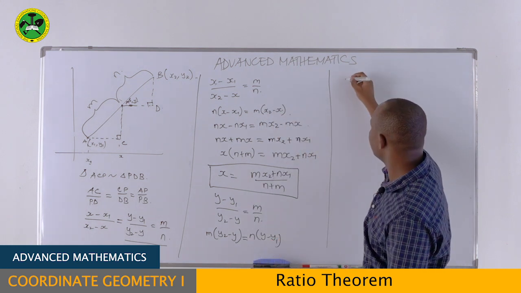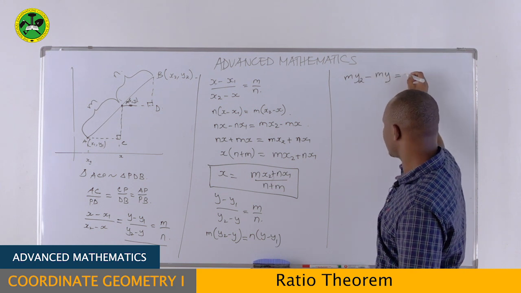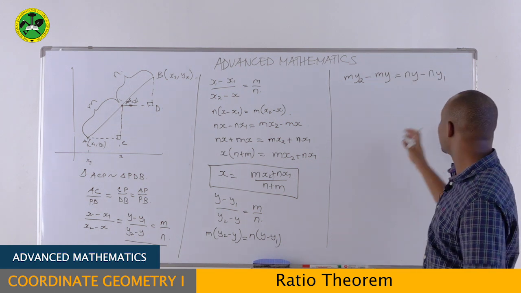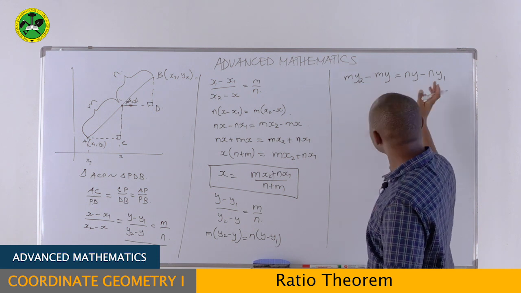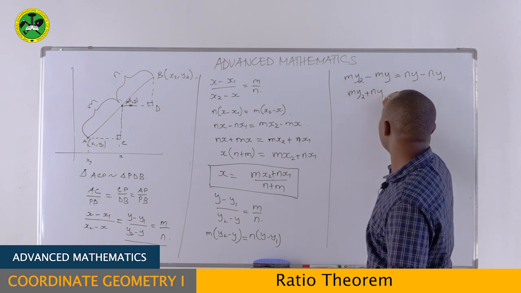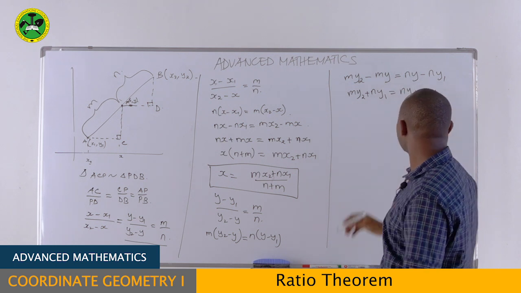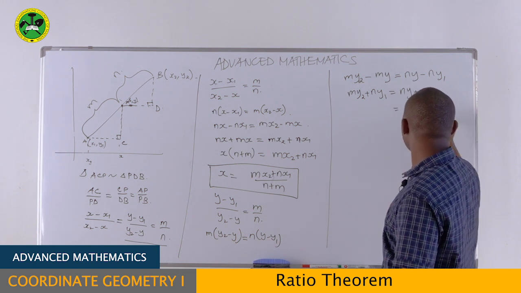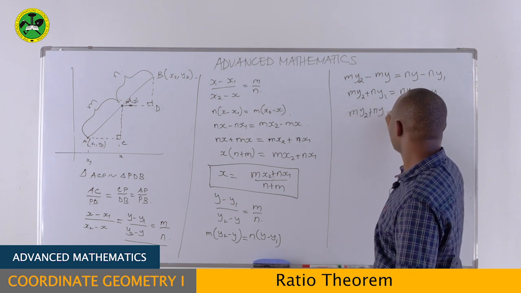Now let's open the brackets. We have m(y2 - y) = n(y - y1). Collecting like terms, this comes to that side and that goes to that side. What will happen? m y2 + n y1 = n y + m y. We can factor out a y: y(n + m), and on this side we have m y2 + n y1.